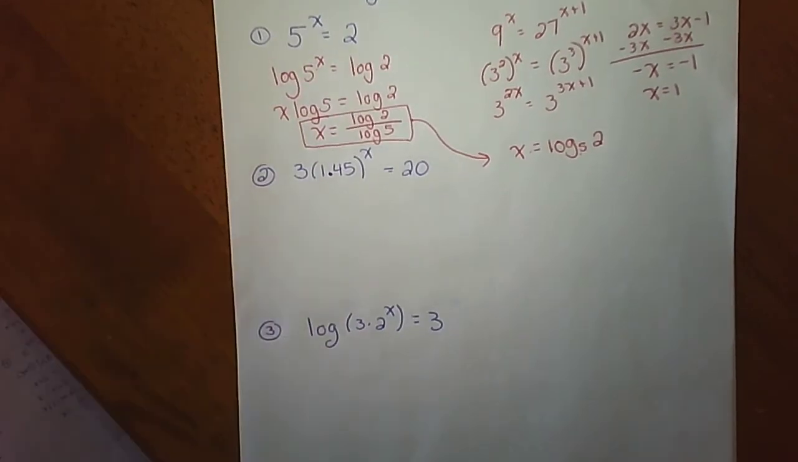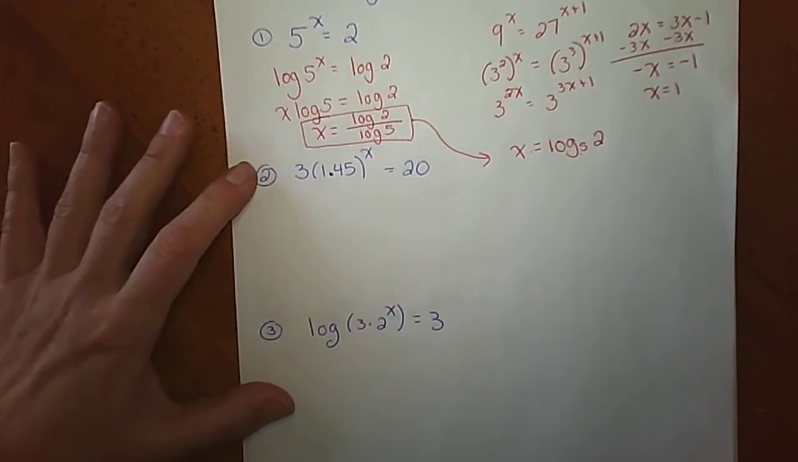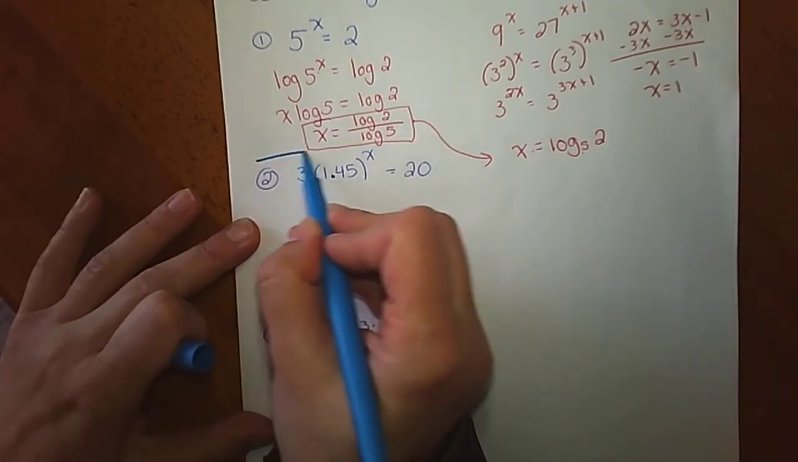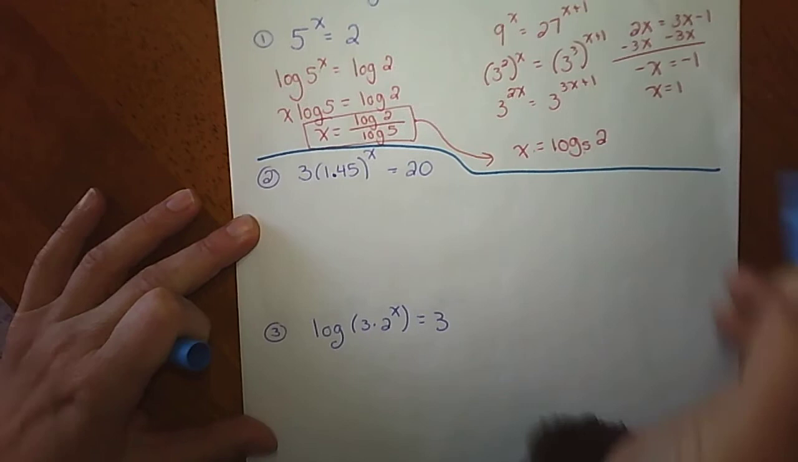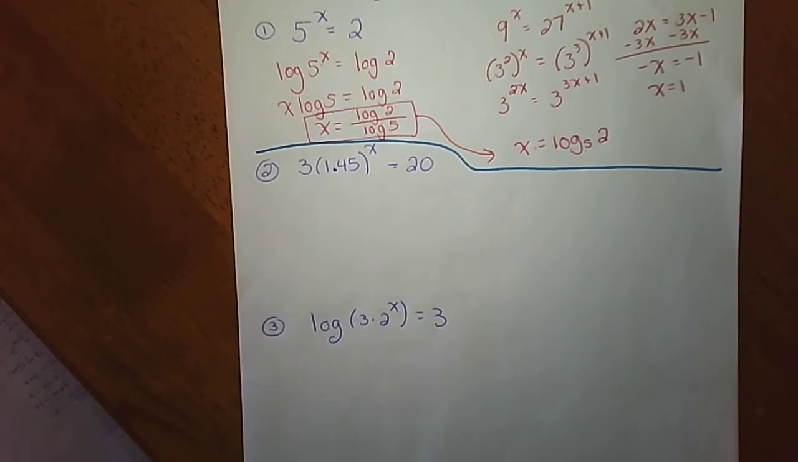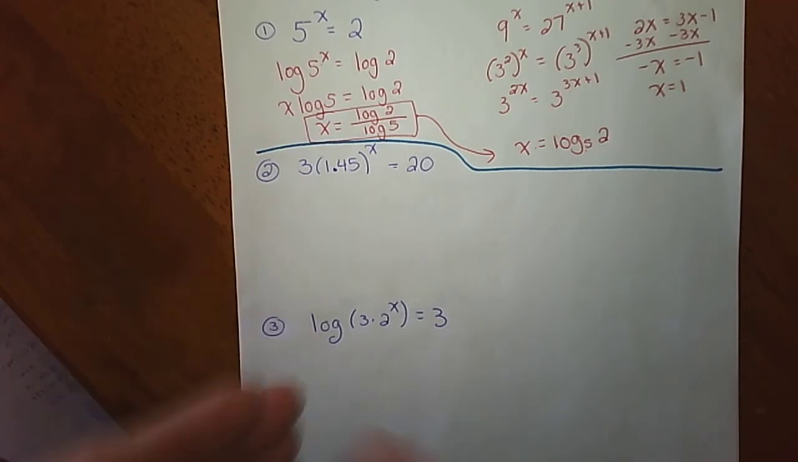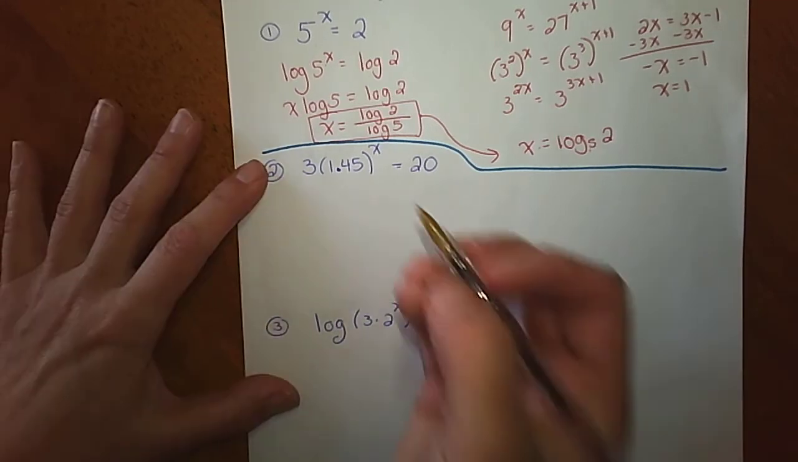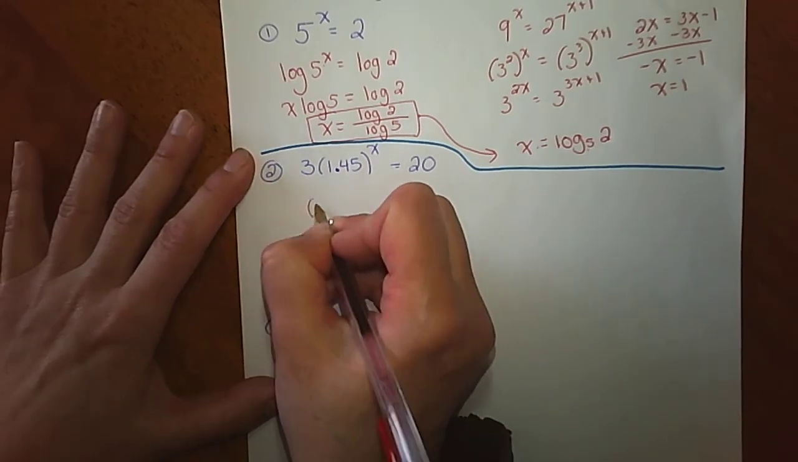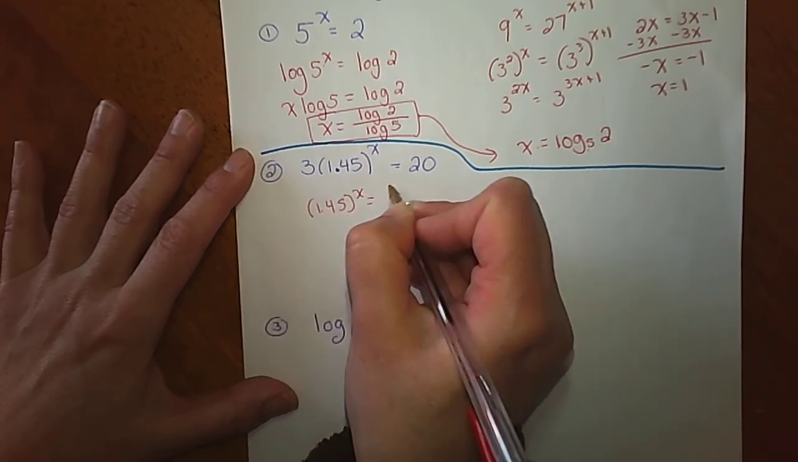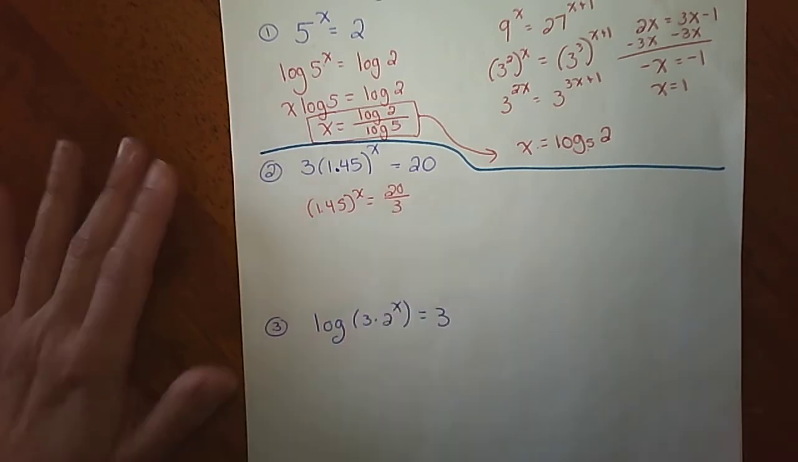All right. So let's take a look at this next one. I'm going to solve for it. I'm going to draw a line here to separate these. This next one is 3 times 1.45 to the x equals 20. Now it's very similar to the last one. We're just going to have the first step where I divide everything by 3 to get the base alone. So this will be 20 over 3.